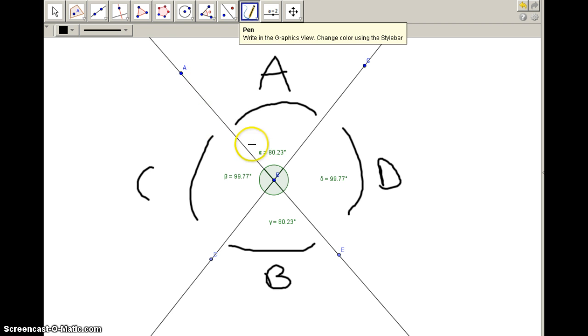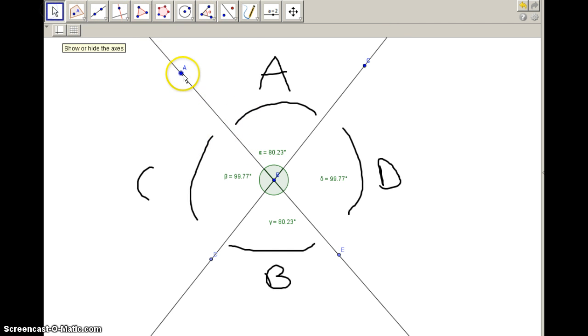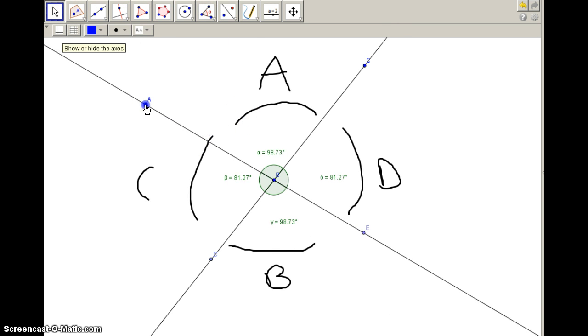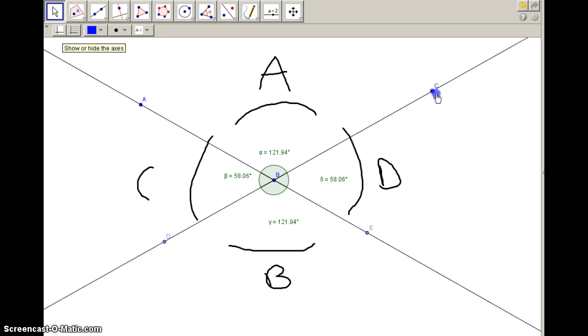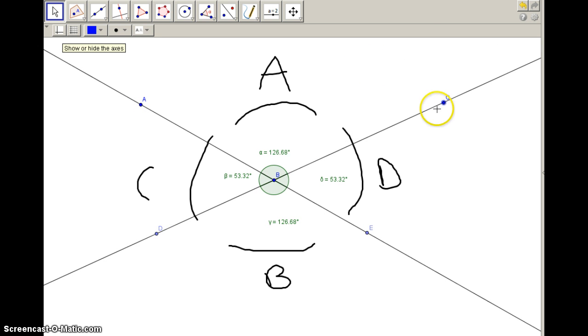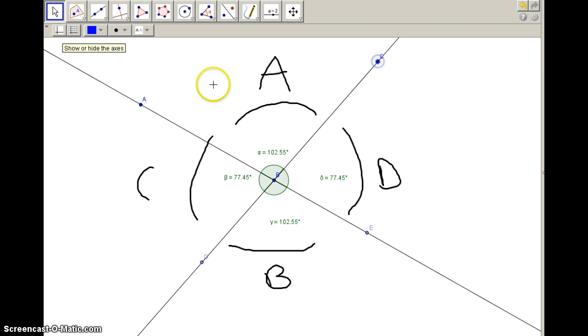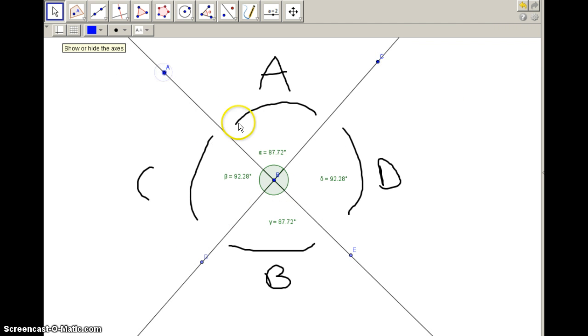Is that always true, or is it just the way I set it up? Well, we can see here if I change the angles, you can see that they remain the same. It doesn't matter what happens. The vertical angles always measure the same. So that's our observation. But what we're supposed to be able to do here is write a proof about that. We're supposed to be able to prove that vertical angles will always measure the same.